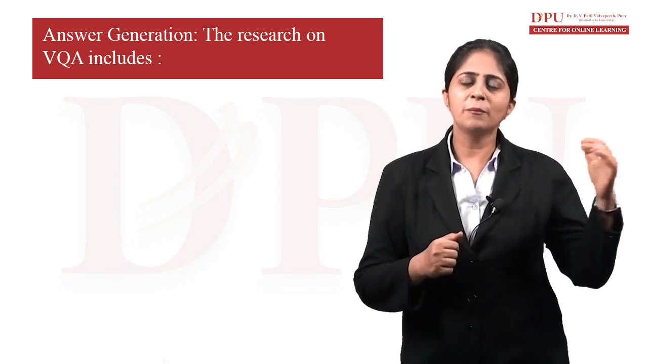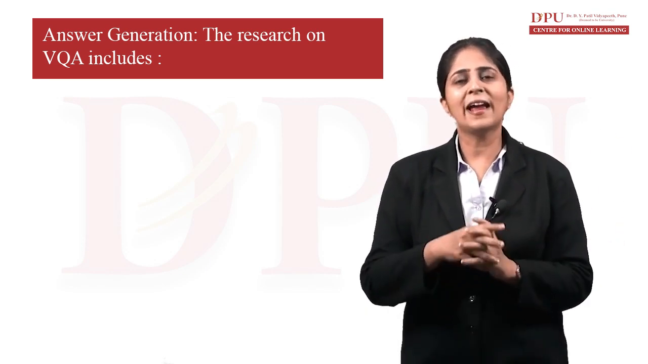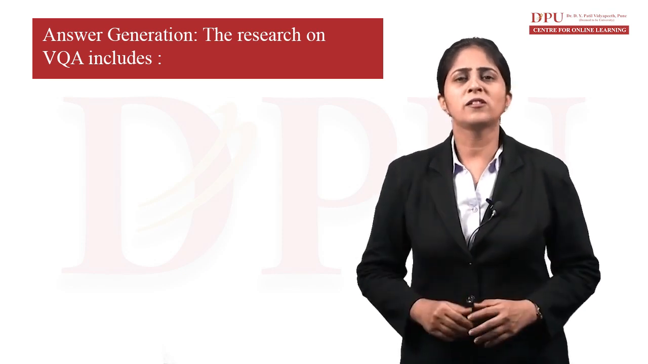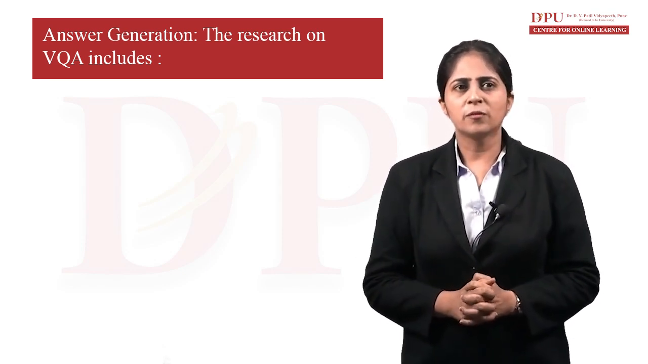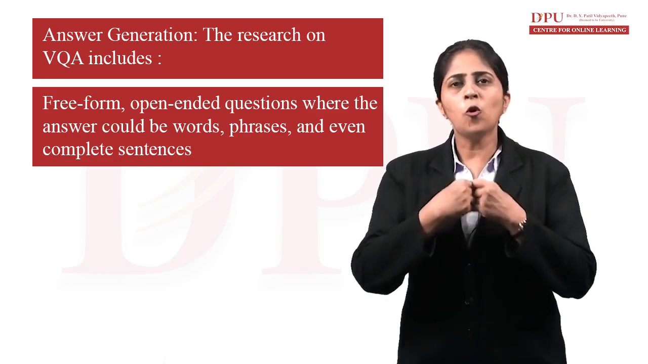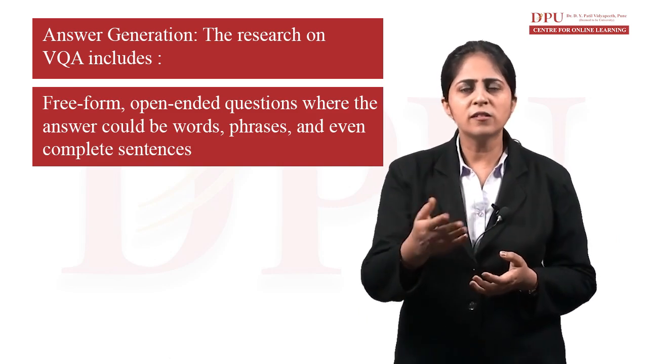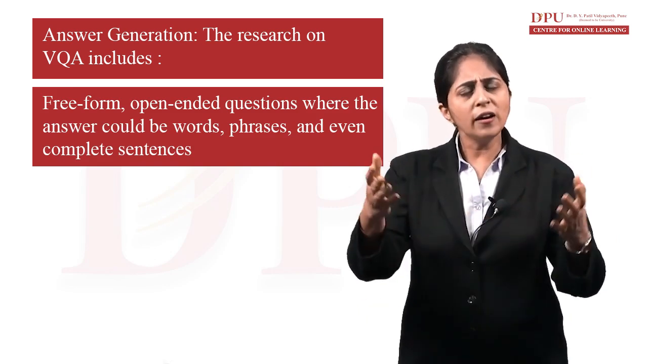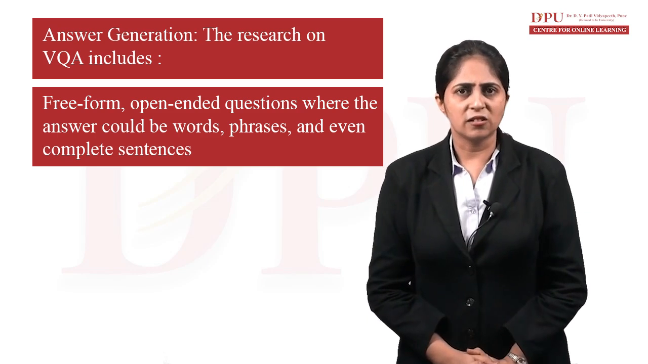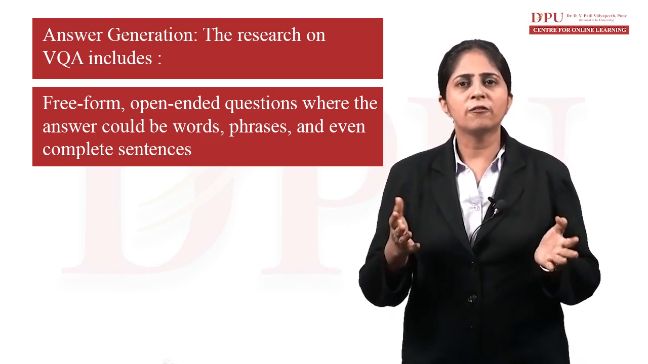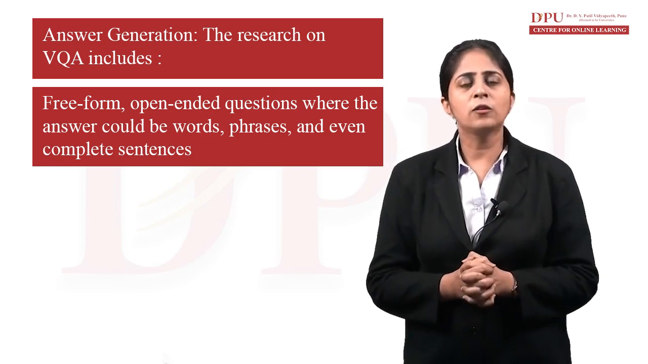We want that when we input an image into our neural network, it should answer our questions. The research on visual question answering includes free-form open-ended questions where the answer could be in words, in phrases, or even in complete sentences. So we want answer generation from our neural network, from our machine.